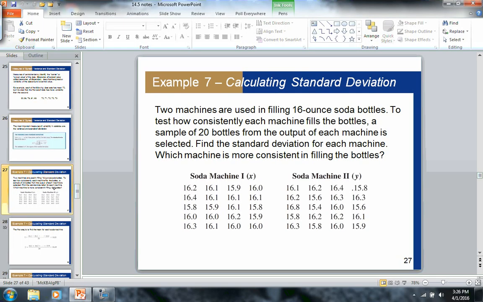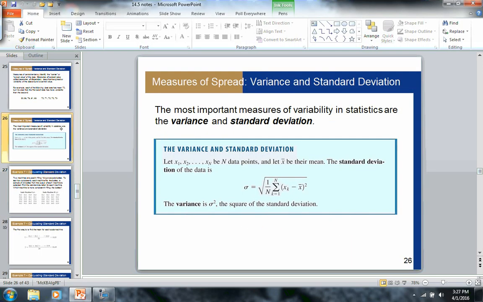And then we're going to do that for however many data points we have. So for this example here with the soda machine, we'd have to do this 20 times. We would have to take each amount and subtract the mean from it, and then square it, and add them all up. So we'd have to do that 20 times and add them all up, and then divide by how many we have, which is 20, and take the square root. Okay? So this is a pretty complicated formula, and if you have a big data set, it's really cumbersome. Your calculator can do this for you, but again, you have to put the information into the calculator first.